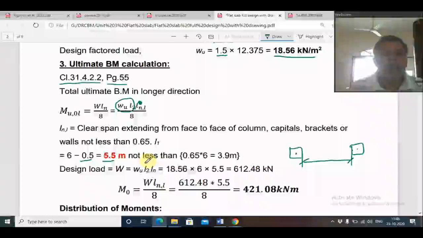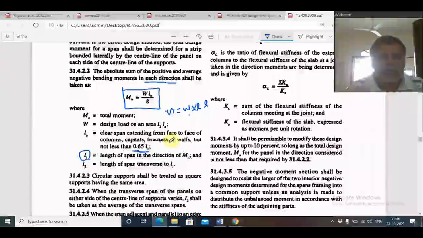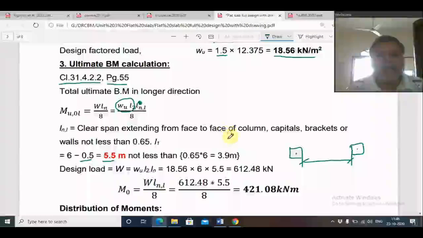The condition is it should not be less than 0.65 L1. 0.65 into the panel size 6 is 3.9. It is less than 5.5, so I can use the value as it is.